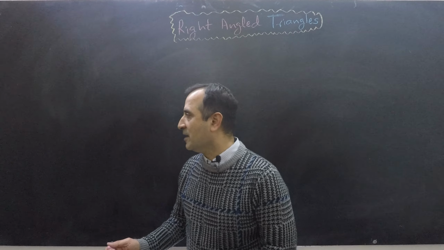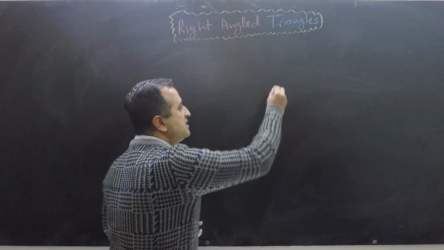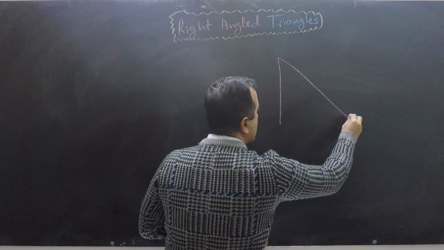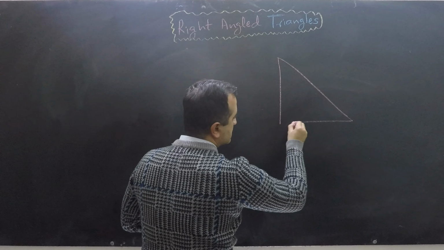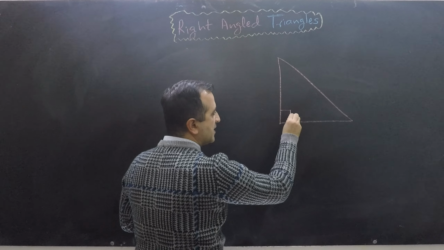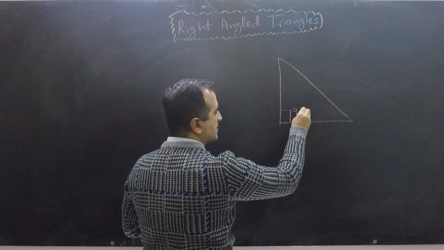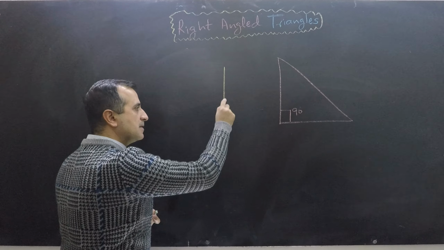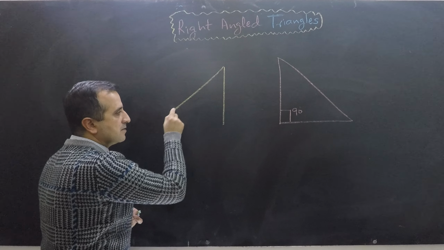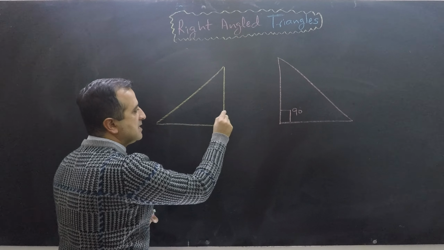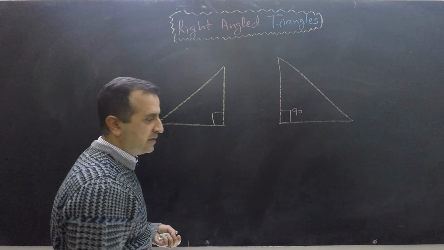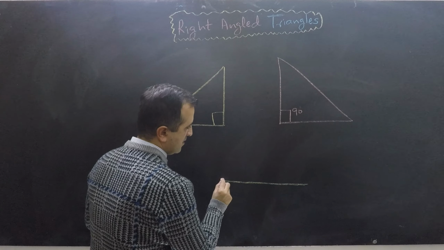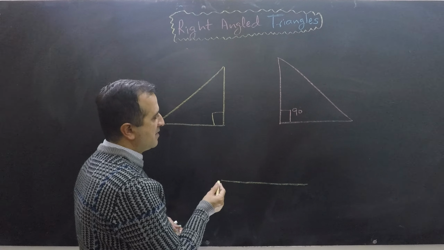Now, let's make a triangle which is a right angle triangle. So, this triangle here is a right angle triangle because this angle is 90 degrees. Similarly, this one is another right angle triangle because this angle is 90 degrees, right? And similarly, help me make another one.